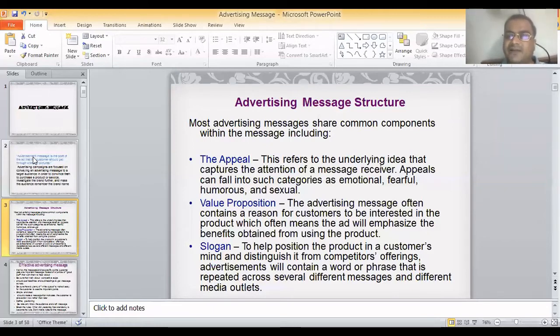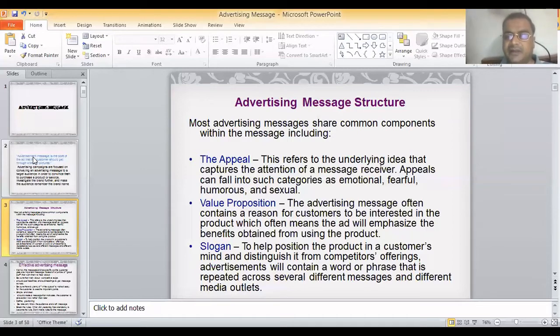So that is the value proposition you get. I'm not saying it works, because what they show in the ad is totally different. But at least they are trying to show in the advertisement that if you use Head and Shoulders, you won't have dandruff, or you will get freedom from dandruff.